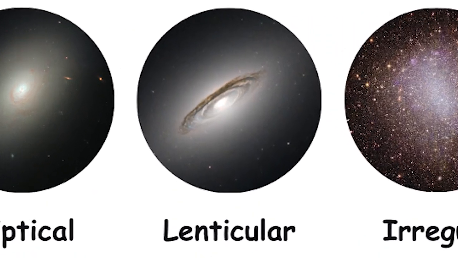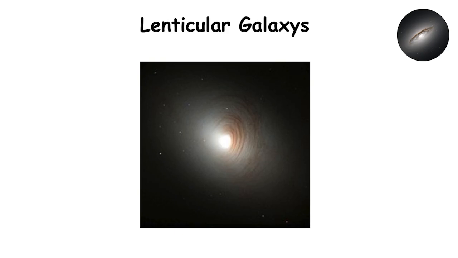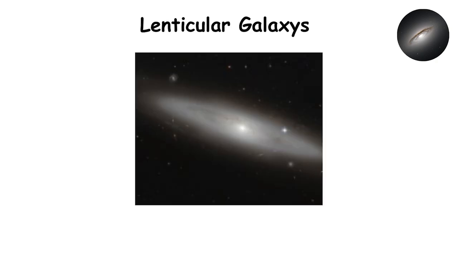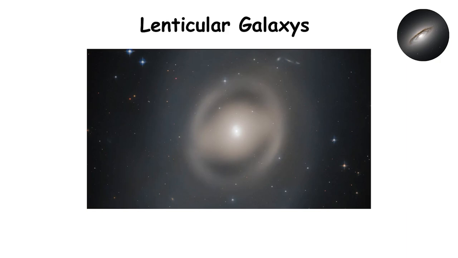Lenticular galaxies are a fascinating mix between spiral and elliptical galaxies. They have a flat disk and central bulge like spiral galaxies, but lack the distinctive spiral arms. These galaxies contain mostly old, red stars and very little gas, which means they don't form many new stars. Some have a bar structure through their center, while others don't. They're commonly found in crowded galaxy clusters, where interactions with other galaxies may have removed their gas and spiral features.